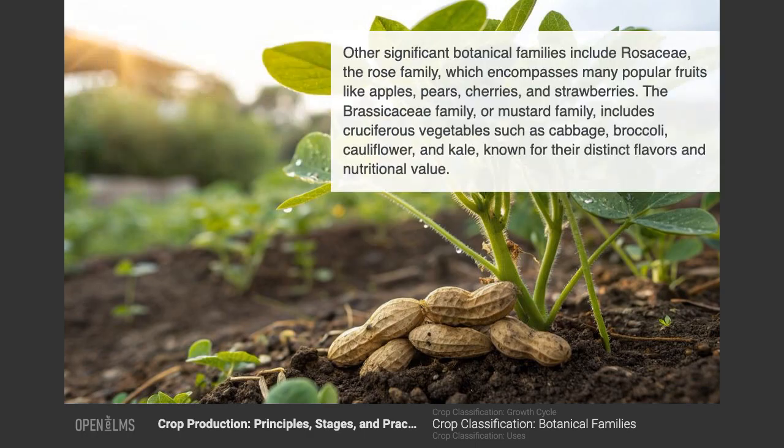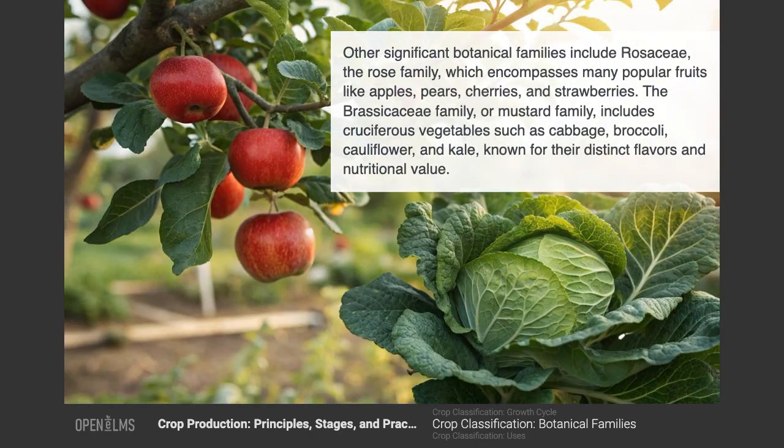Other significant botanical families include Rosaceae, the rose family, which encompasses many popular fruits like apples, pears, cherries, and strawberries. The Brassicaceae family, or mustard family, includes cruciferous vegetables such as cabbage, broccoli, cauliflower, and kale, known for their distinct flavors and nutritional value.